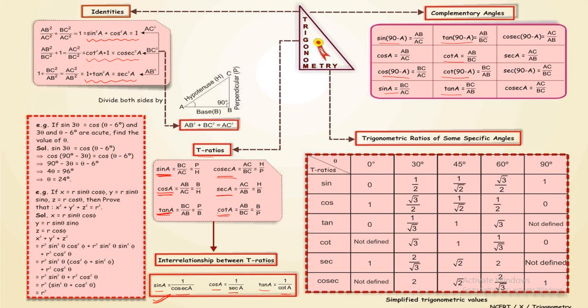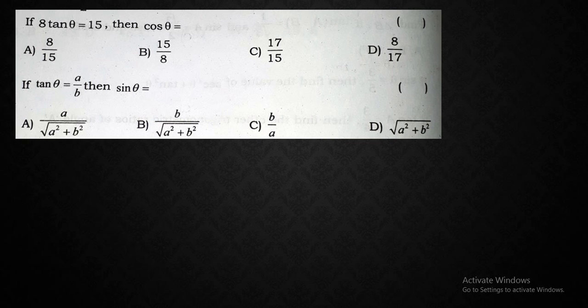Next, moving on to the problems. So what he has given is 8 tan theta is equal to 15. So 8 tan theta is equal to 15 means clearly tan theta is equal to 15 by 8. Now from this, if I draw the figure, and consider this angle as theta, then opposite is 15, adjacent is 8. So by Pythagoras theorem, this will be 17, because of the Pythagorean triplet 8, 15, 17.